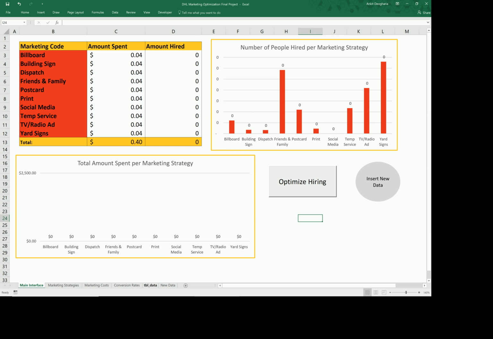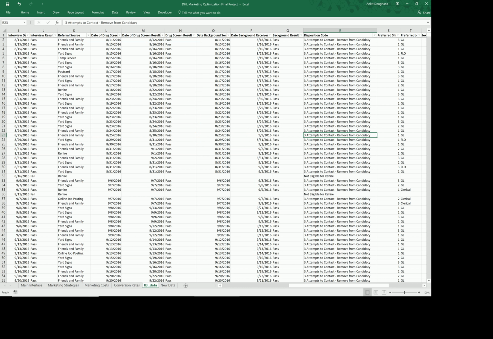So the first sheet that I'd like to demonstrate is the list of raw data. This includes data about, for example, the referral source, which is how they were referred to DHL's hiring, and the disposition code, which was whether they were hired or not.